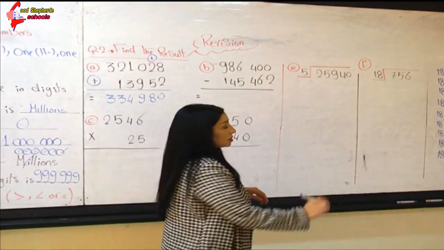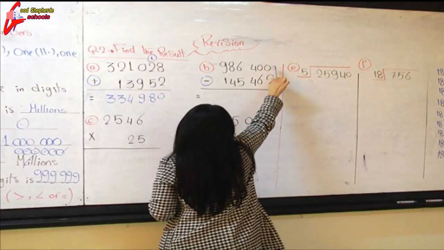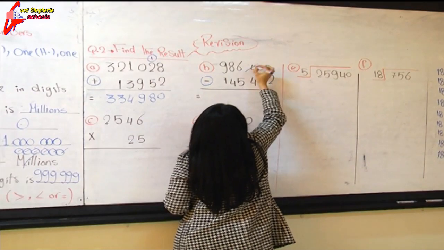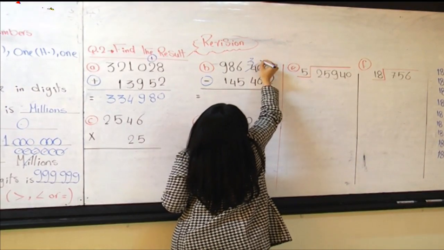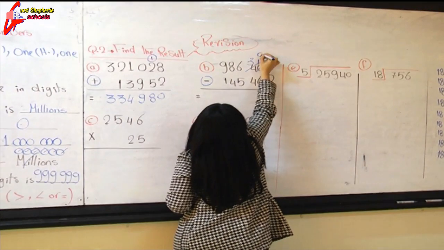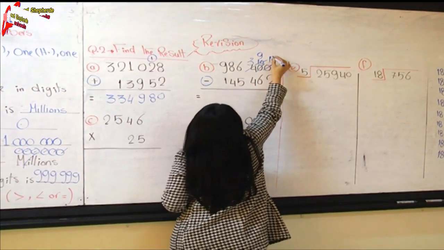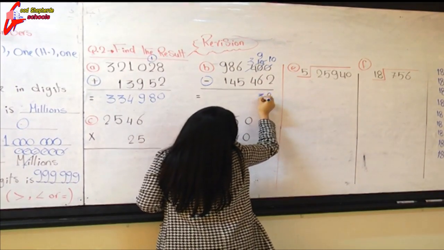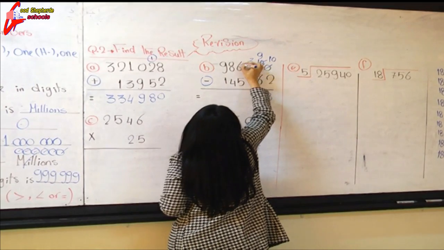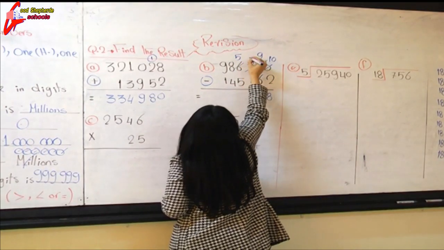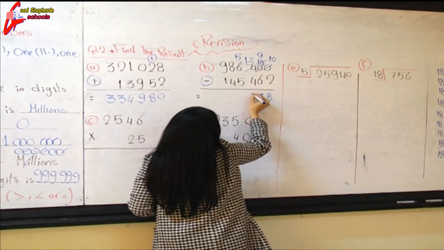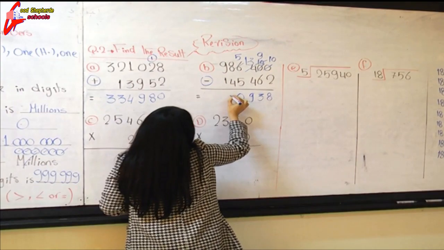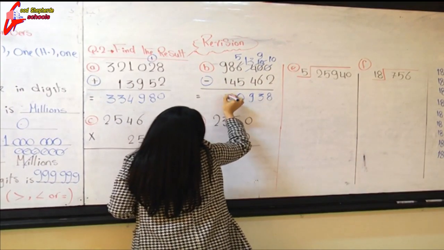Letter P, minus. Start also from the units place. 0 minus 2 doesn't work. Take 1 from 4. 4 becomes 3. 0 becomes 10. Then 0 becomes 9. 0 becomes 10. 10 minus 2 is 8. 9 minus 6 is 3. 3 minus 4 doesn't work. Take 1 from 6, becomes 5, 13. 13 minus 4 equals 9. 5 minus 5 equals 0. 8 minus 4, 4. 9 minus 1, 8.